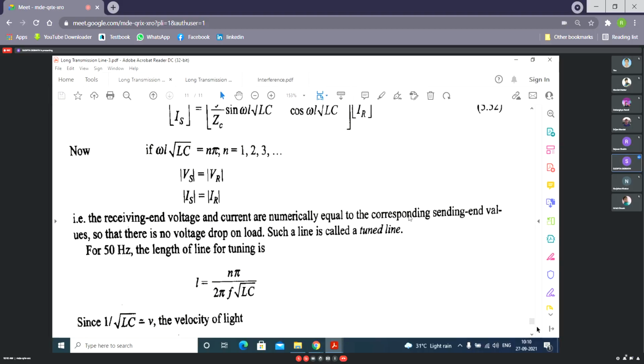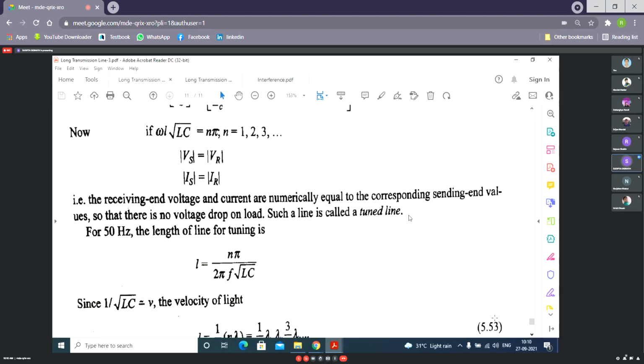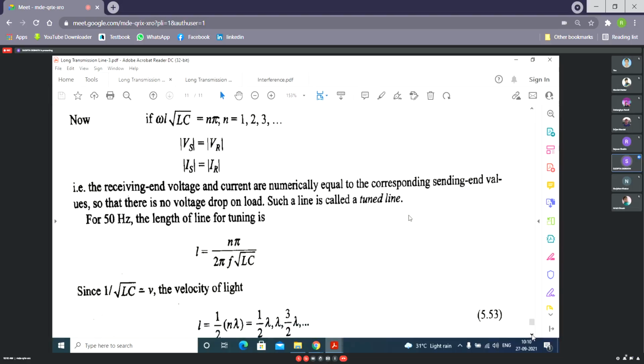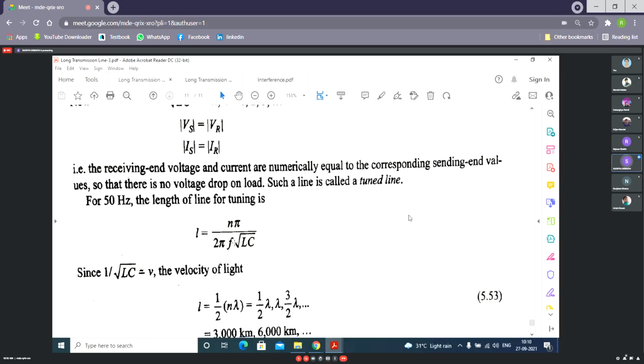Again, substituting this 1 by root LC equal to V, the velocity of the light, because we know what is V. We can directly put the value of V as 3 into 10 to the power 8. In the numerator, instead of this one, we can put the value 3 into 10 to the power 3 into 10 to the power 8. Or you can substitute this velocity by lambda, whatever you wish.